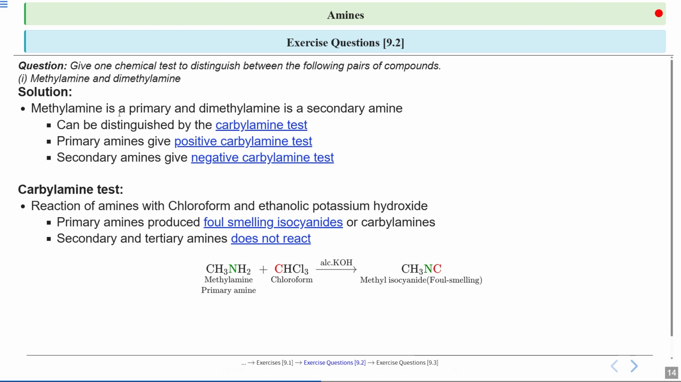If we look at this reaction, when we react a primary amine, methylamine, with chloroform in presence of alcoholic KOH, we get methyl isocyanide. Here the nitrogen is triple bonded to this carbon, and this is a foul smelling isocyanide. Whereas in case of a secondary amine, when you react it with chloroform in presence of alcoholic KOH, it gives no reaction.